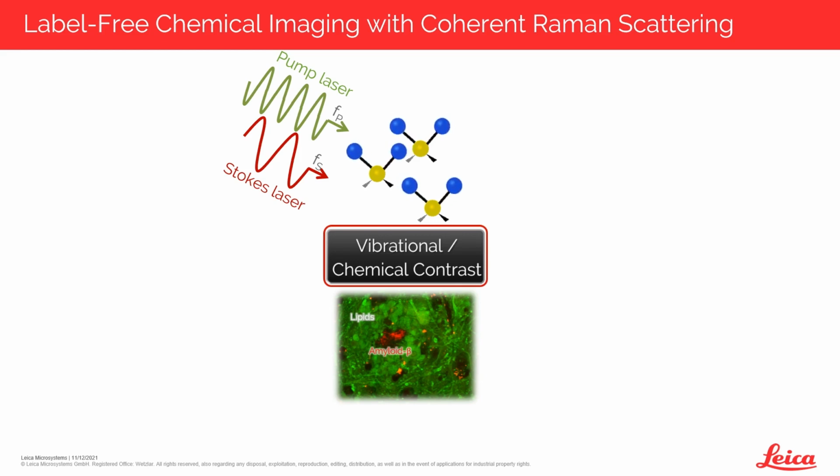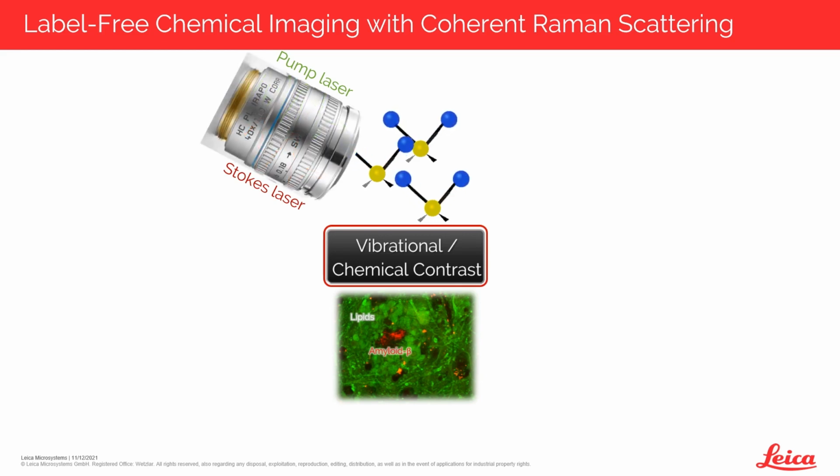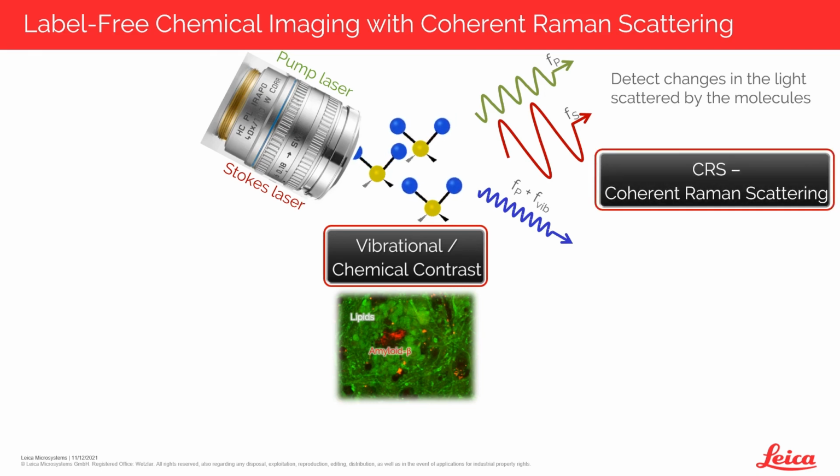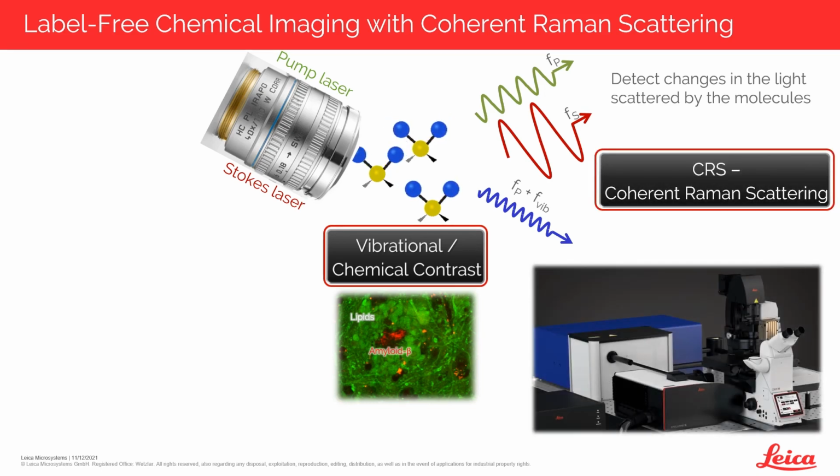When we couple these two laser beams into a laser scanning microscope and focus the light down onto our sample, then only the molecules in the laser focus are excited. As a result of this excitation, the light that is being scattered by the molecules is altered, and we can detect these changes. In this way, we get a highly chemically specific and high spatial resolution microscopy technique that is termed coherent Raman scattering. And the instrument with which we do this imaging is the Leica STELLARIS 8 CRS.